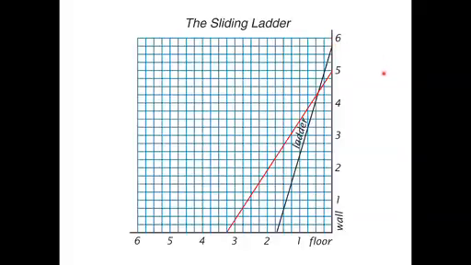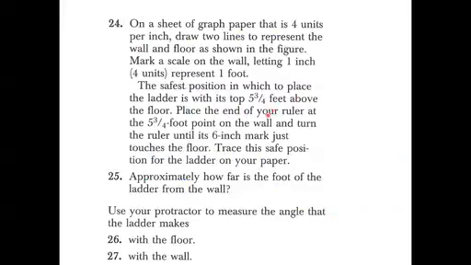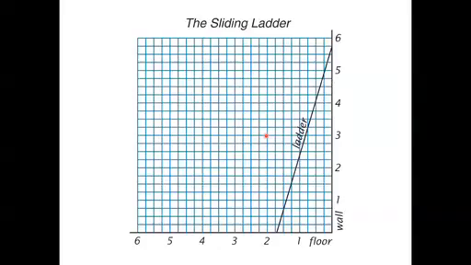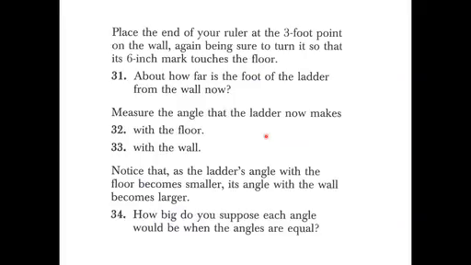So the ladder is going to slide down the wall. And as it does, you're going to be asked to figure out how far is it from the wall. And you're going to be asked to measure angles that the ladder makes with the floor and angles that the ladder makes with the wall. So that's what you're looking at here in numbers 24 through 30, I believe it is. The sliding ladder problem. Again, measuring lengths, distances, angles, and so on.